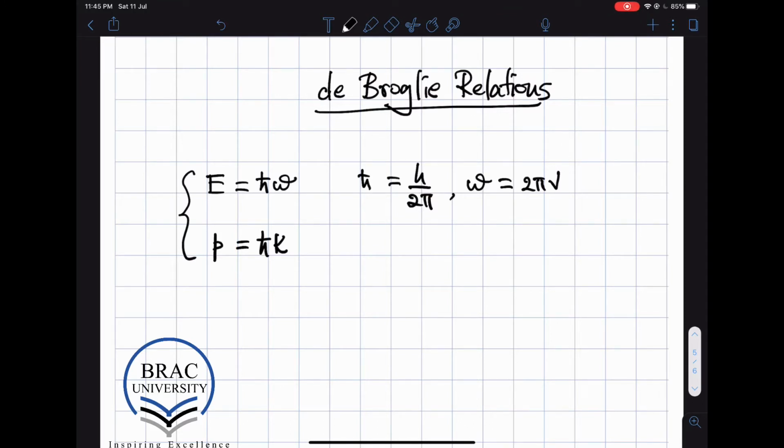What de Broglie proposed was that if light has a corpuscular or particle-like nature, why wouldn't particles or matter have a kind of wave nature? So de Broglie proposed that these relationships should also hold for matter.